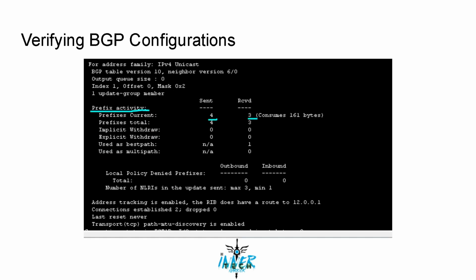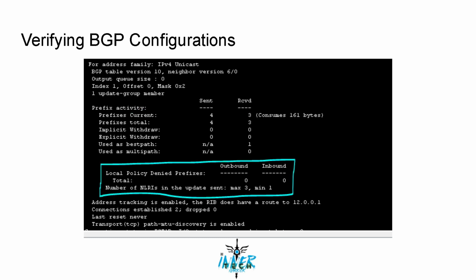Prefix activity shows the number of prefixes or networks sent and received from the neighbor. For example, prefixes current 4/3 means that 4 prefixes were advertised to the neighbor and 3 prefixes were received from the neighbor. So these values can help verify if the expected routes are being exchanged or not. Local policy denied prefixes shows the number of prefixes that were denied by local policies such as route maps or filters. For example, local policy denied prefixes outbound, inbound, total, 0/0/0 means that no prefixes were denied by local policies in either direction. So these values can help troubleshoot any policy issues affecting route advertisement or acceptance.